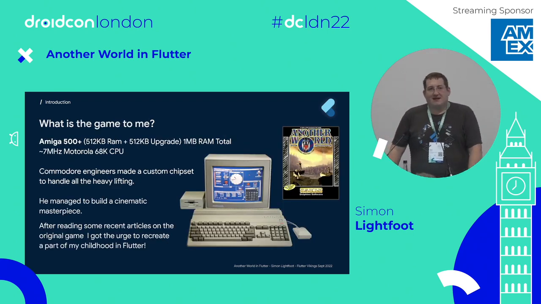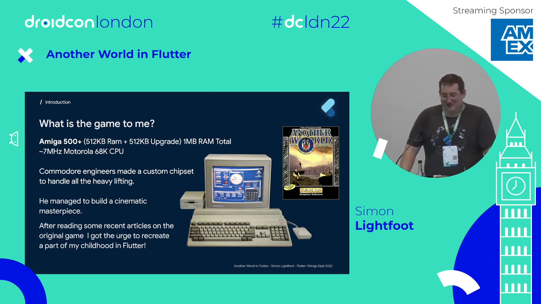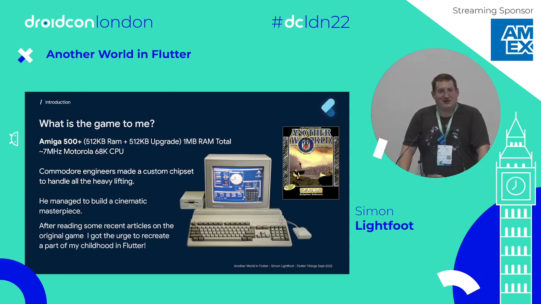What is the game to me? Back when I was a kid, our first computer, in fact the one I started programming on, was an Amiga 500, and the plus made all the difference. It gave us an extra 512 kilobytes of RAM, which was awesome at the time. And it had a whopping 7 megahertz processor, which was also really fast at the time.